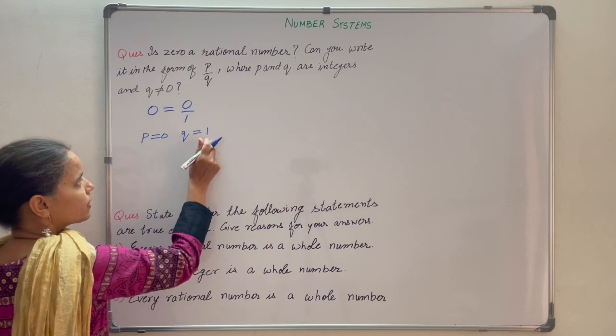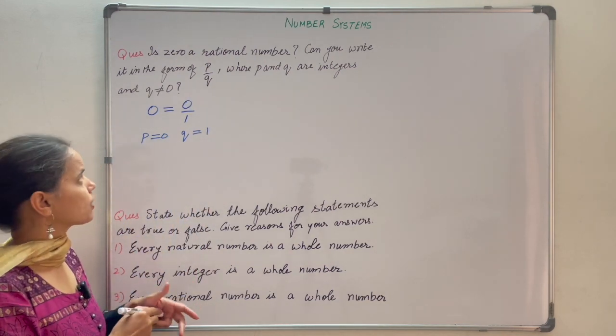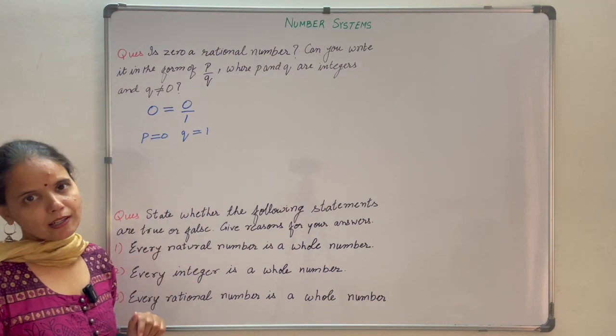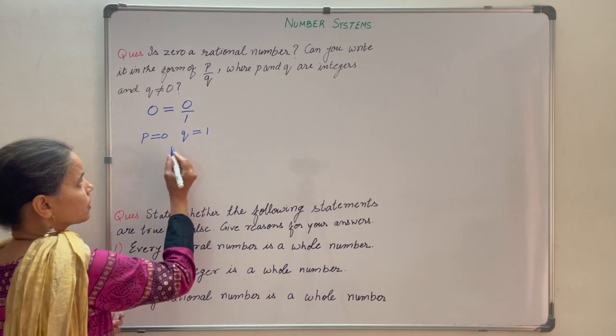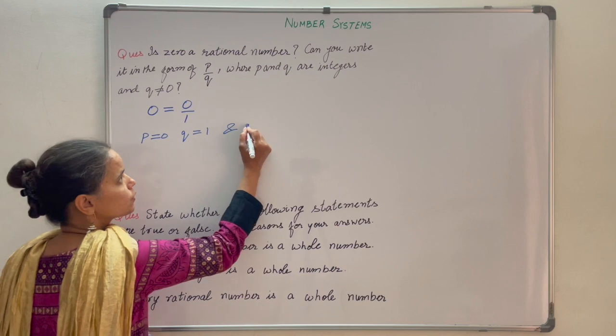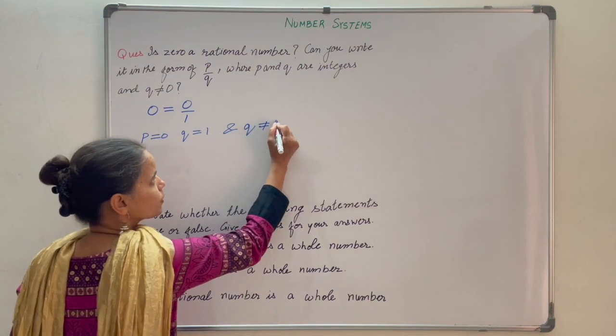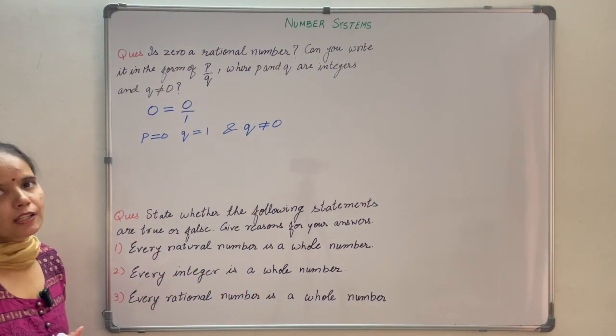So 0 and 1 are integers here. So you can clearly see p and q are integers, and here q is equal to 1. So here q is not equal to 0. So it fits into the definition of a rational number.